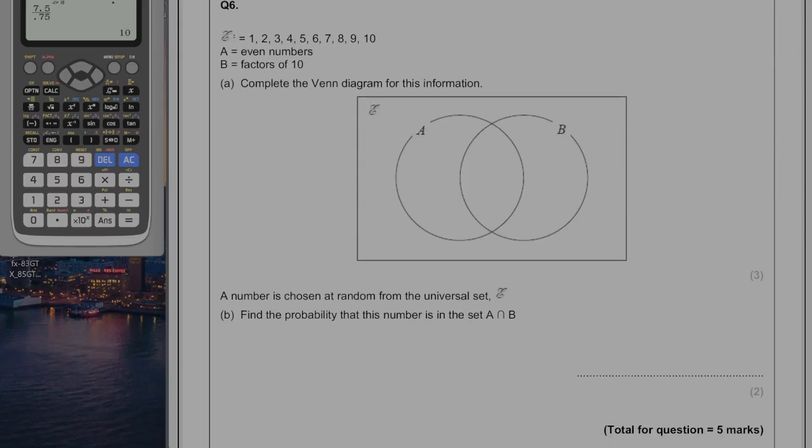Okay, question 6. Here we've got a Venn diagram. So the universal set is the numbers 1 to 10. Set A is even numbers. Set B is factors of 10. Complete the Venn diagram for this information.